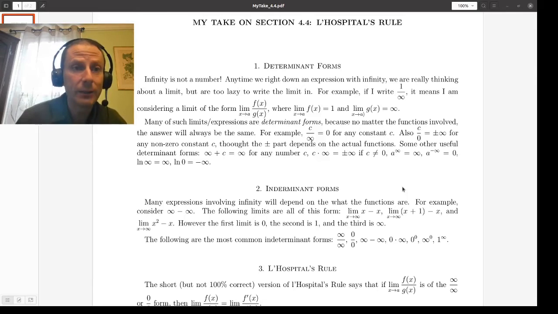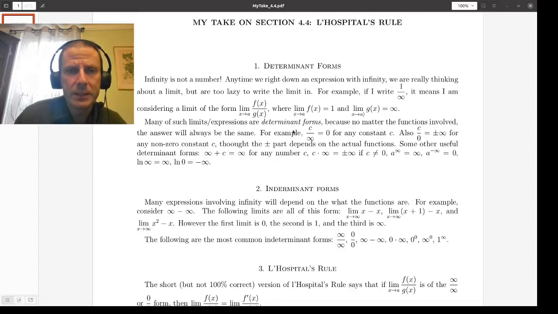If I write down infinity in some kind of arithmetic expression, it means I am thinking about a limit. It does not exist in and of itself. It's just that I've got some limit, and a part of that limit is going to infinity, and so for short, I'll just write infinity there. So for example, if I write 1 over infinity, it means that I have some limit in mind, the limit of f over g, where the limit of the top is 1 and the limit of the bottom is infinity.